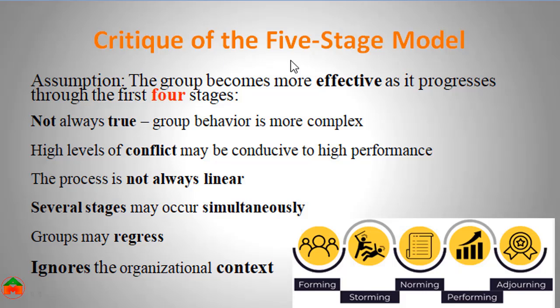Although the 5-stage development model is widely accepted, there are some critics. The assumption that the group becomes more effective through each of the stages is somewhat suspect. The process is not always that linear, and several stages may occur at the same time. Also, groups may regress into early stages at some point in the process, and also the model ignores the organizational context. We have seen in our study of earlier theories that context can have a large impact on behavior.